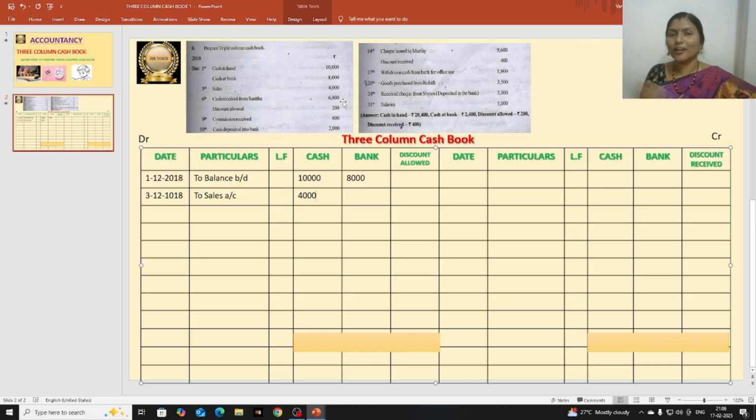Incomes we have to record on debit side. Sales we have to record on debit side. Okay. Capital also we will record on debit side. So this is cash received from Sunita. Cash is coming into the business. Record on debit side. Let us go and record on debit side. 6th date.